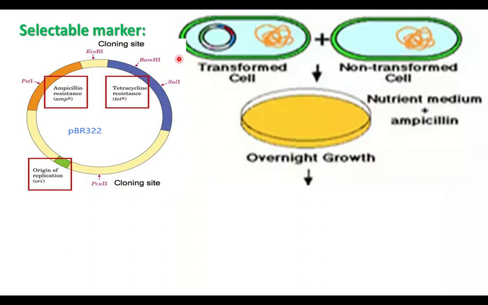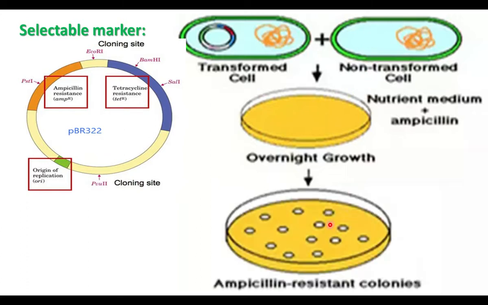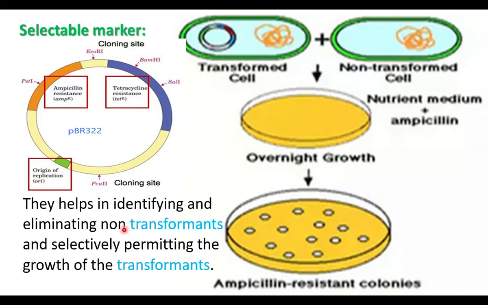If the DNA is transformed, it will contain the ampicillin resistance gene. If the DNA is not transformed, it will not contain the ampicillin resistance gene. After one day, the bacterial cells form a colony. The cells which have the ampicillin resistance gene form a colony. Other cells die. In this way, we can identify and eliminate non-transformed cells, selectively permitting the growth of transformed cells. The transformed cells can be grown further after the elimination of non-transformed cells.